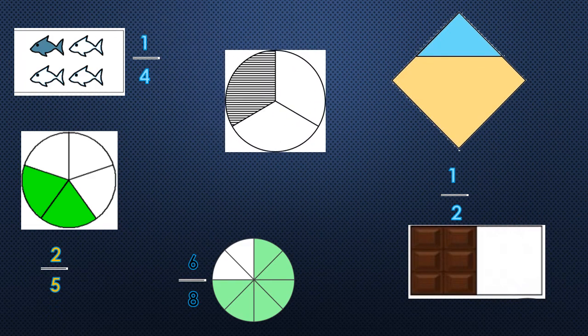The last one we have is so easy. I shaded here 1 part and I have 3 parts. Who can tell me what is this fraction? 1, very good, over 3. It's a third. Very good.